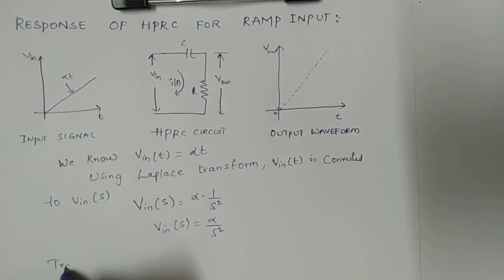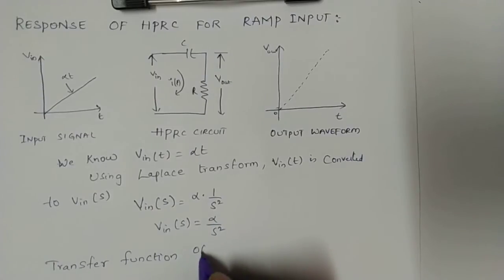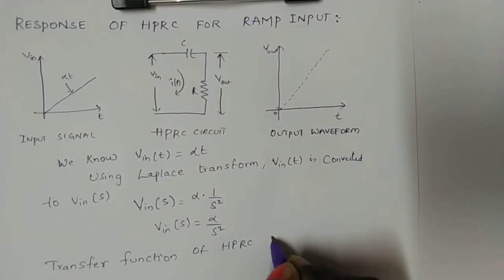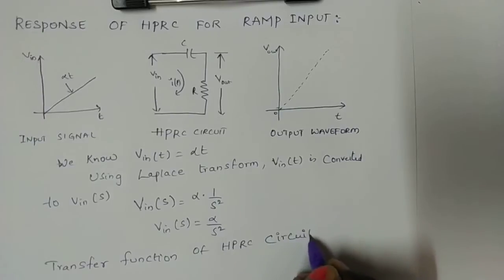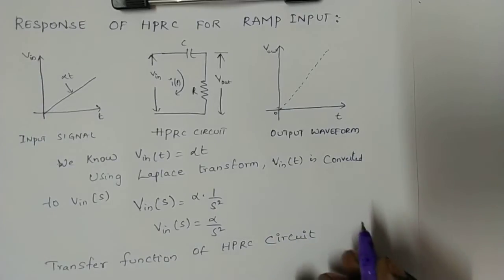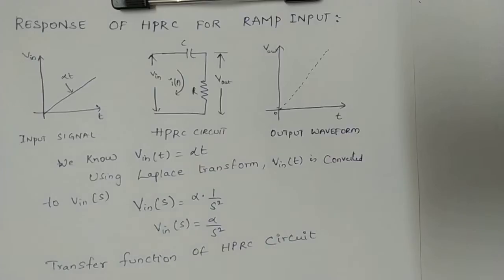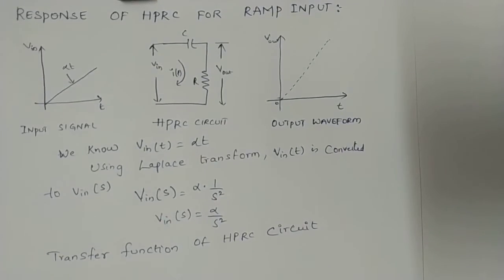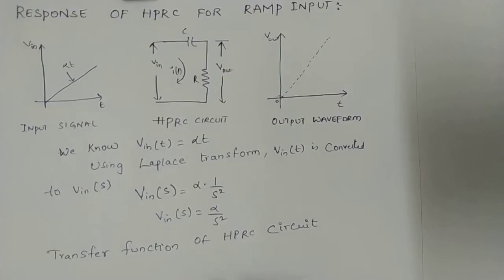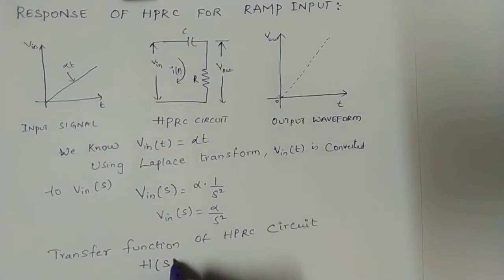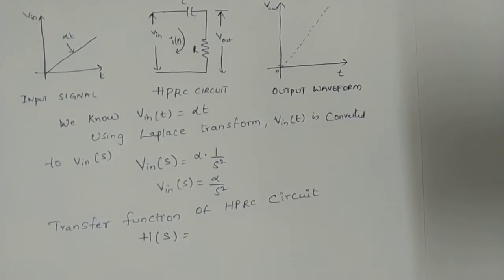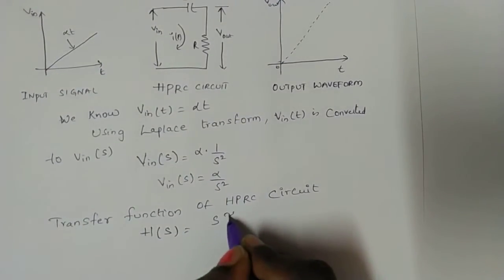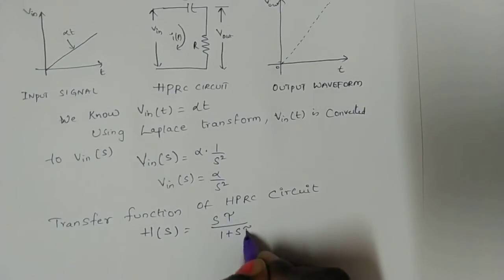And also the transfer function of the HPRC circuit. What is the transfer function of the HPRC circuit? We derived it in the first class. You can also see that video, which is mentioned in the description. Here the transfer function H of S equals S tau by 1 plus S tau.